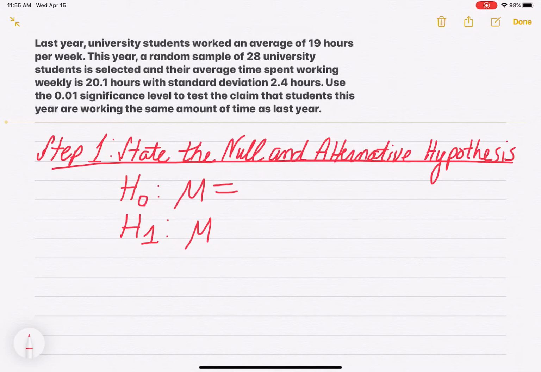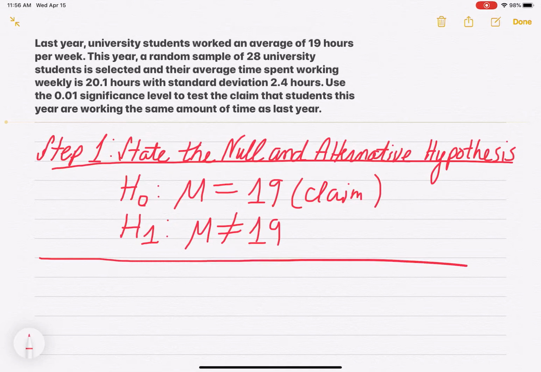So what are we trying to test? We're trying to test the claim that this year's students are working the same amount as last year. So the average of this year is the same as last year. What was last year's average? 19. So this is actually the claim we're trying to test. The mu this year is the same as last year, so mu is equal to 19. If the null hypothesis is the claim we're trying to test, then the alternative would be that the mean is not 19.